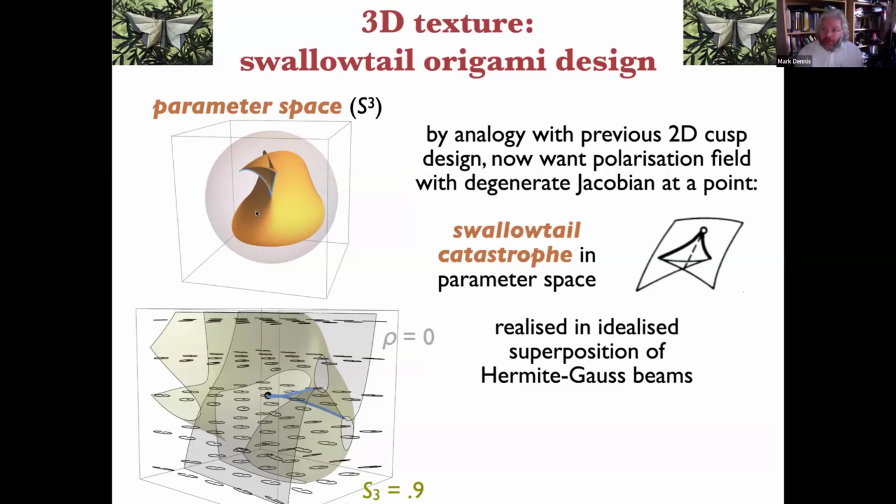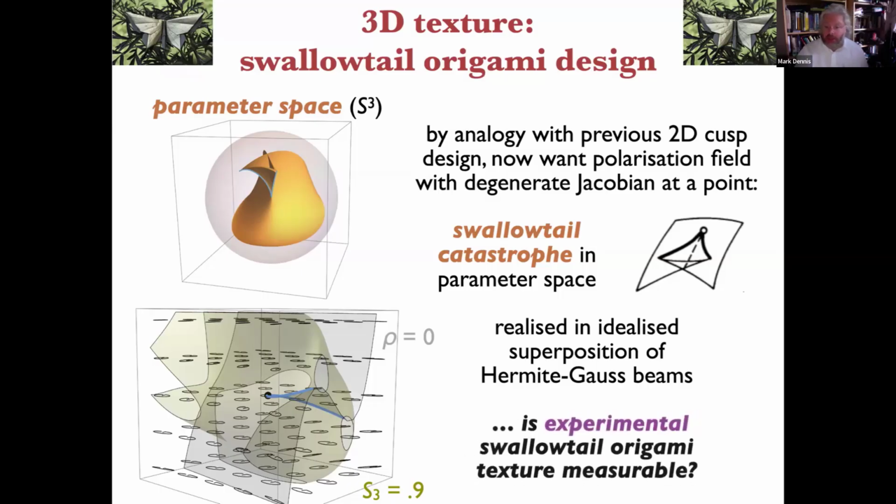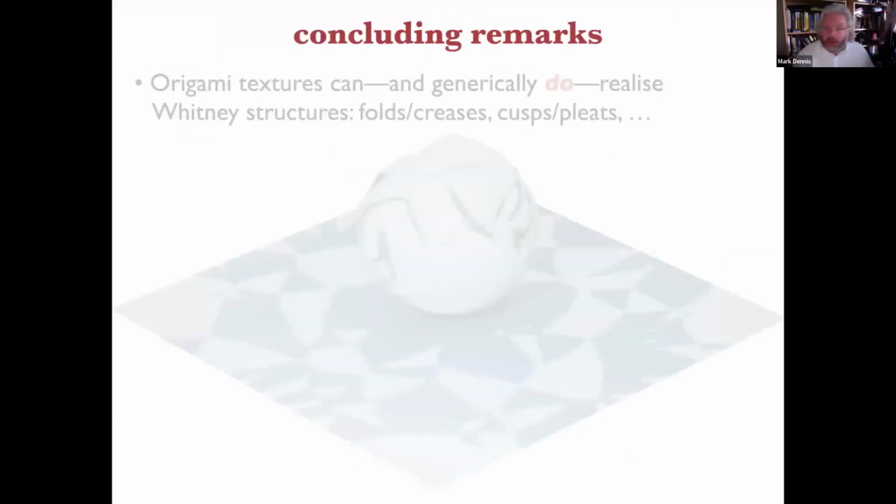So this, I believe, is a new form of 3D polarization singularity. It's not because there's a special polarization there. What's special is the way that the field is now changing, not only in terms of the polarization, but also the phase at that particular point, realizing this swallowtail singularity. So is an experimental swallowtail texture measurable?